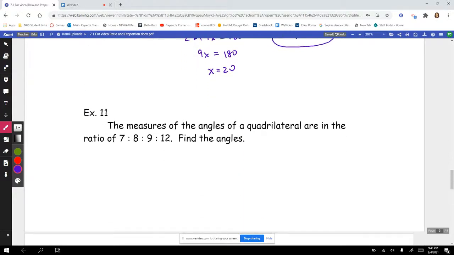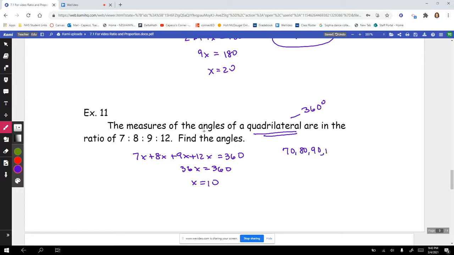All right, let's look at one more. The measures of the angles of a quadrilateral, all right? So there are 4 sides, 4 angles. Remember that for a quadrilateral, the sum of those 4 interior angles is going to give you 360. So the same idea, except we're using 360. So I have 7x plus 8x plus 9x plus 12x is going to give you 360. Combine my like terms. I have 36x is equal to 360, so x is equal to 10. My measurements of those are 70, 80, 90, and 120. And when I add them together, I do get 360.